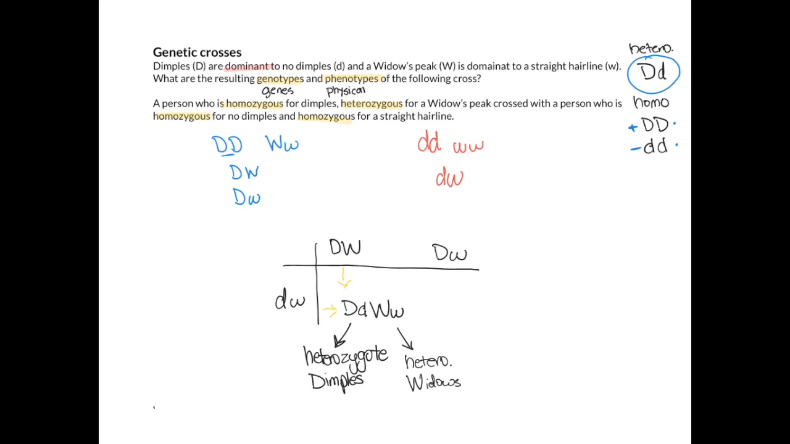Okay, let's look at the other possibility. So uppercase D, lowercase w, and lowercase w, lowercase w. So in this case, we see that we have the same result for dimples, hetero with dimples, but we have the opposite case here for the widow's peak. That's a homozygote, and since it's homozygous recessive in this case, because it's lowercase, we have a straight hairline.